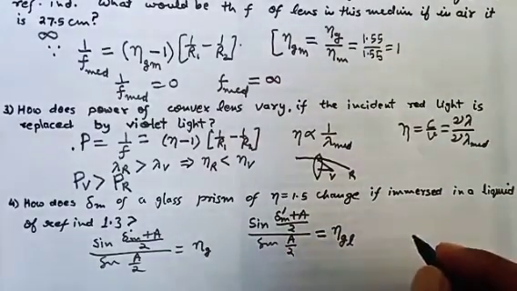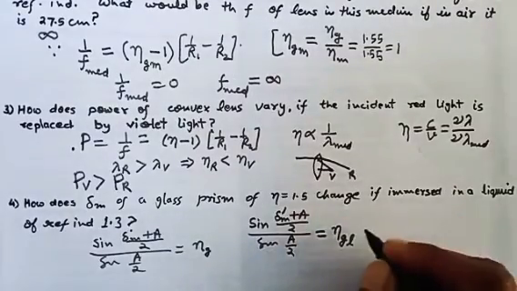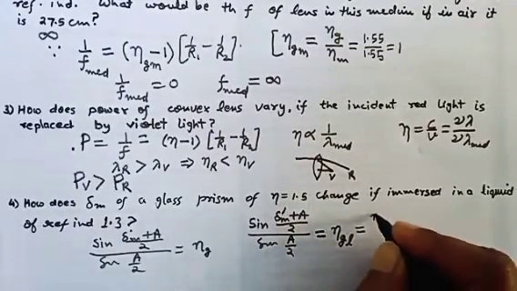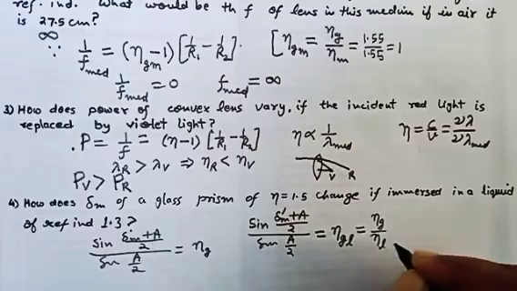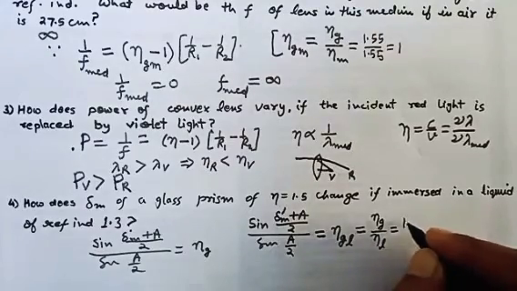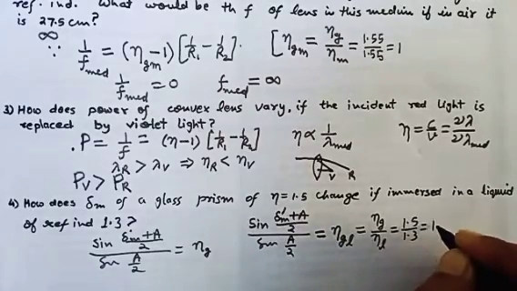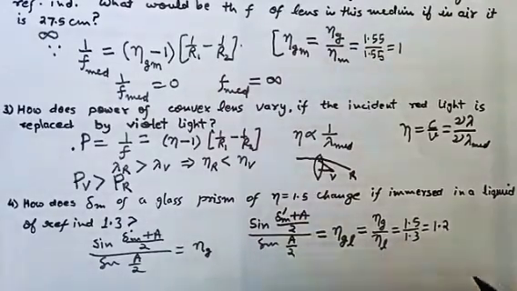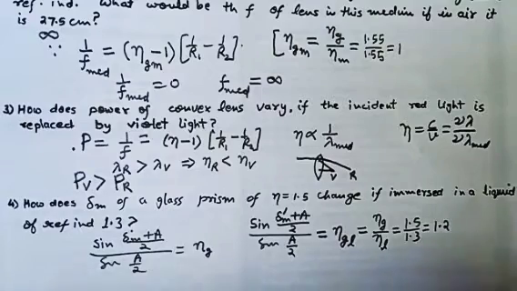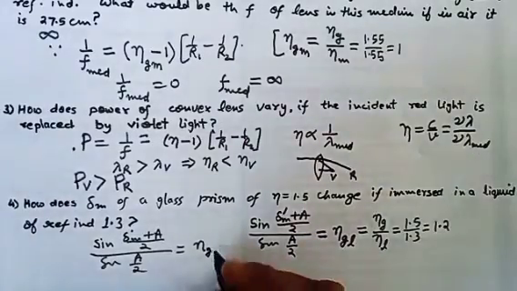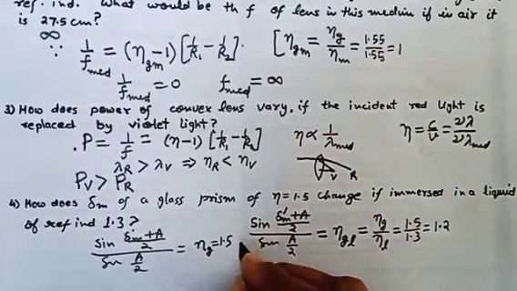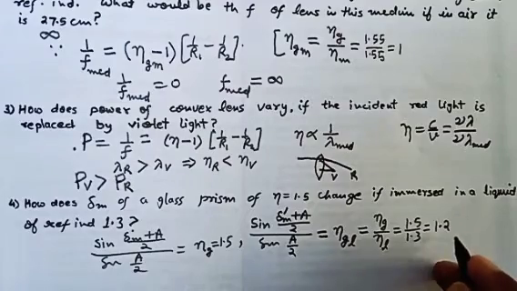And see, we know that this eta gl means eta g upon eta l. So that will be 1.5 by 1.3, which is approximately 1.2, I'm approximating it. So earlier it was 1.5 and now it has decreased.